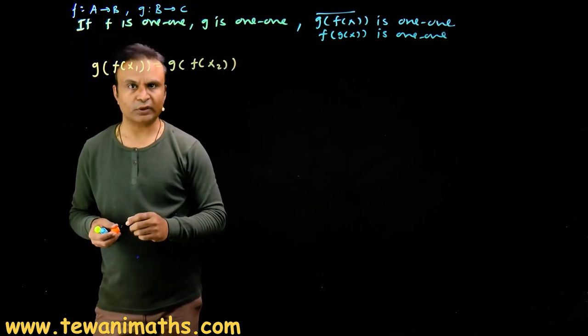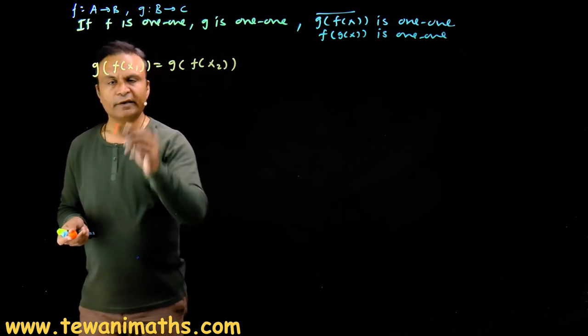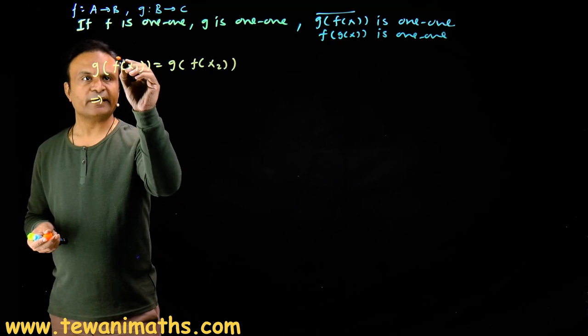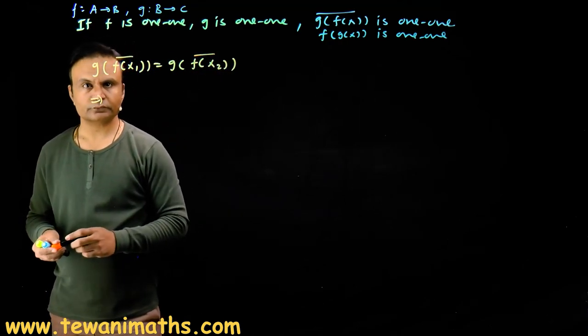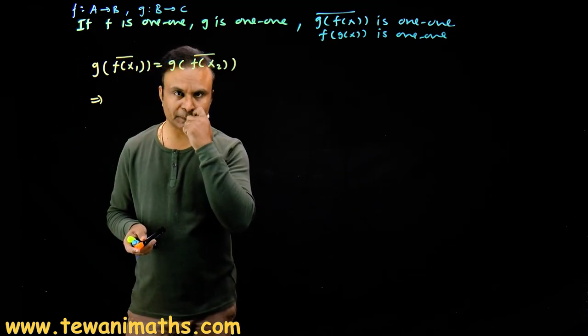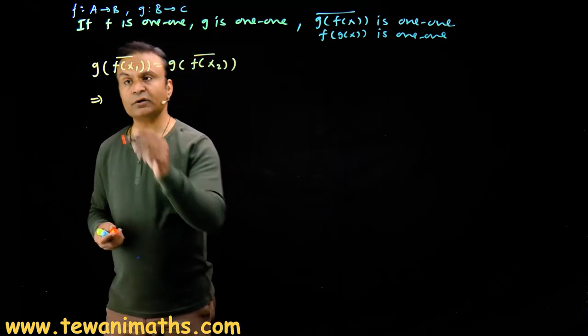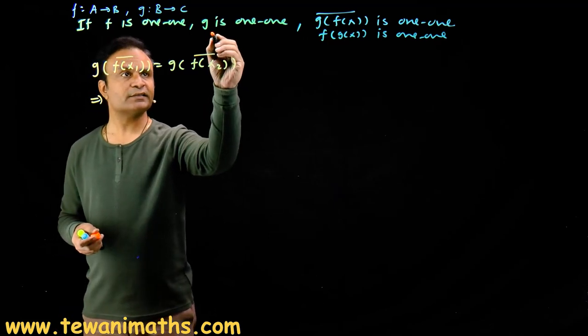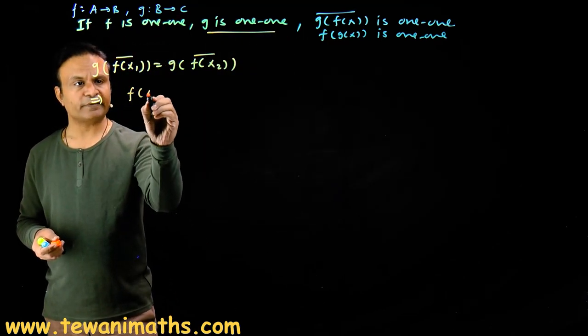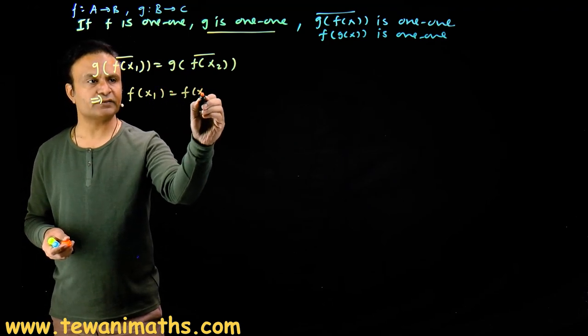Hum yahan se shuruaat karenge. Now, if I consider this, then what can you say about f(x1) and f(x2)? Ye values kya honge? Same honge ya different honge? Now, this depends on g. What is g function? It is given that g is 1-1, g 1-1 function hai, then f(x1) is equal to f(x2).